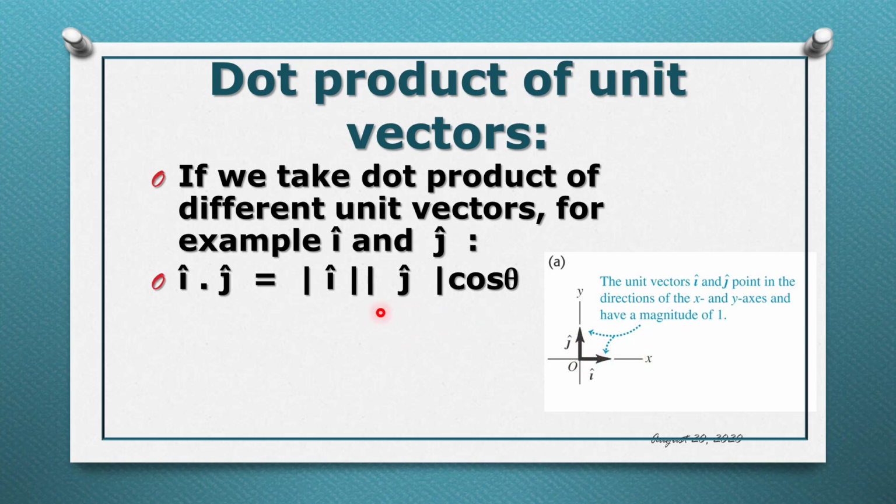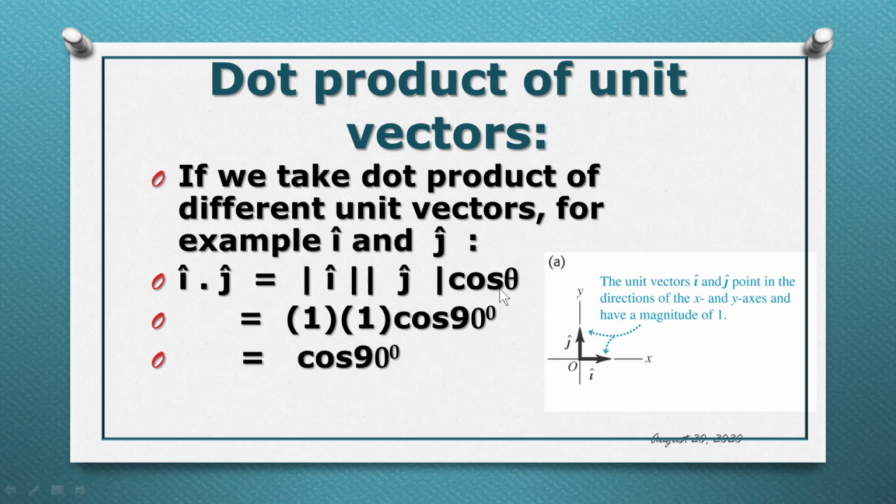So we have to put these values over here. Magnitude of i hat and j hat, again 1 and 1, and cos of 90 degrees. We know that cos of 90 degrees is 0. So i hat dot j hat is equal to 0. Similar is the case with the dot product of perpendicular vectors. If you remember, the dot product between perpendicular vectors was 0 because cos of 90 is 0. Same is the case with unit vectors.